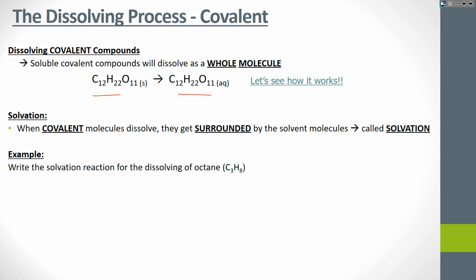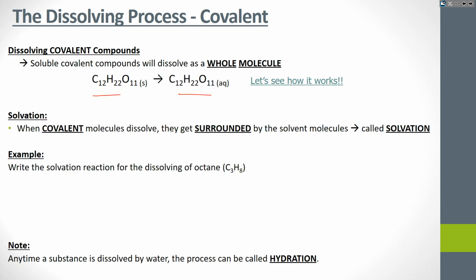Clicking ahead, we call that solvation because you're getting surrounded by solvent. And if we wanted to write the reaction for that, so if I have octane, that's actually not octane, this is propane. I'll fix that. So C3H8. If we have solid, liquid, gas, in this case we know propane is a gas, so I'm going to put it as a gas. If we dissolve it into water, you get C3H8, and it's aqueous.